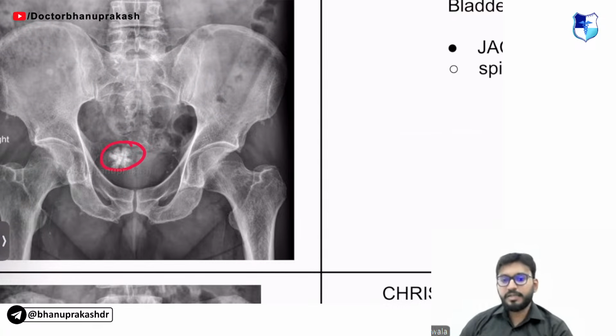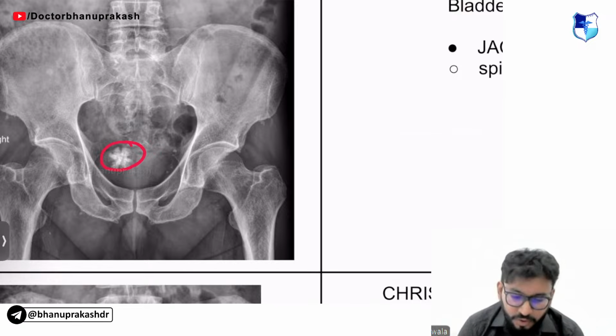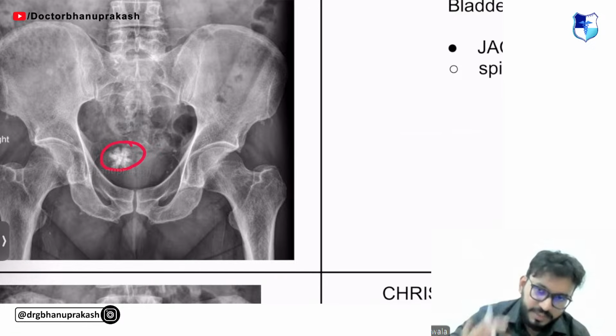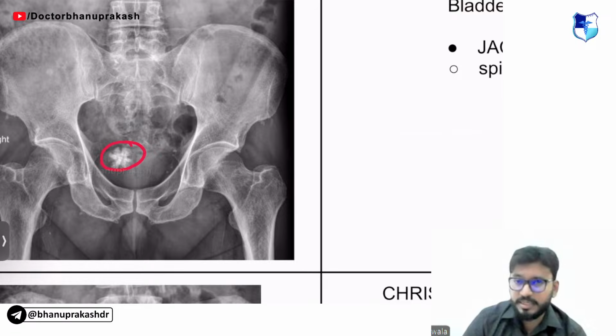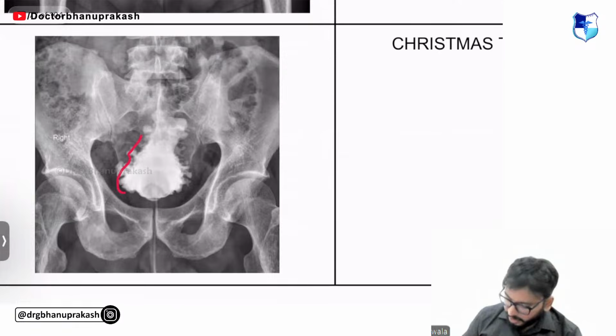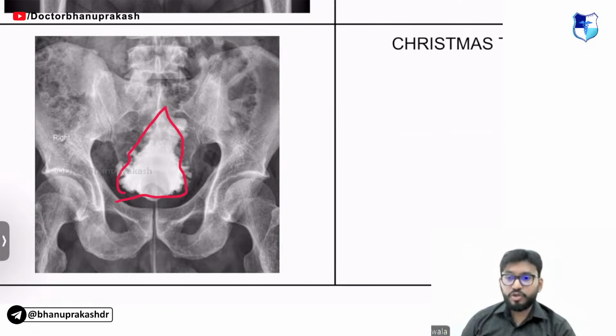Investigation of choice of a urinary bladder stone, guys. Tell me. We've talked about it. For all stones except gallstones, the investigation of choice is an NCCT. It is a CT scan. Look at this Christmas tree bladder. Can you see the Christmas tree like appearance of the bladder? Seen in neurogenic bladder.